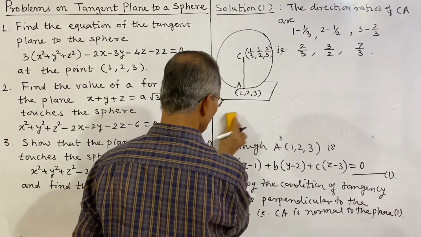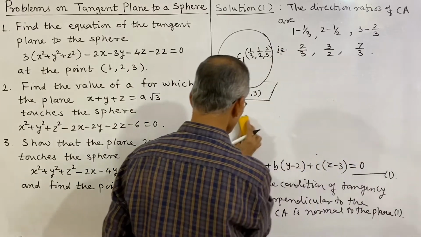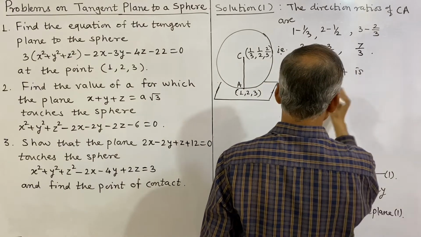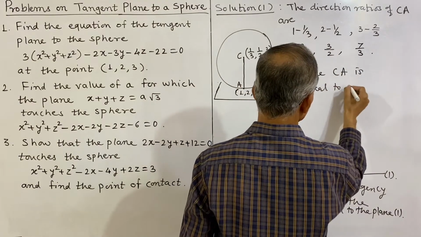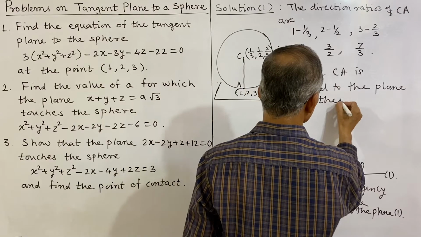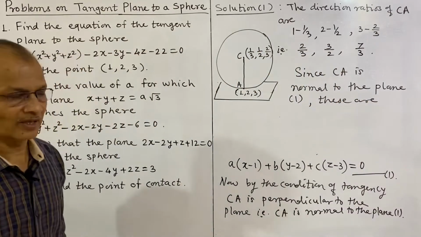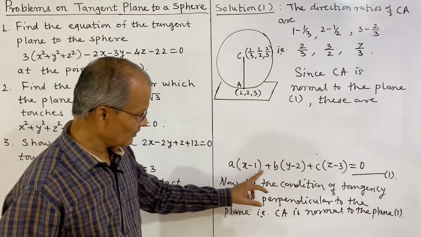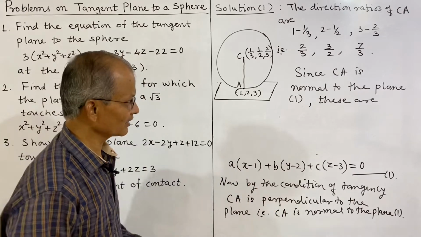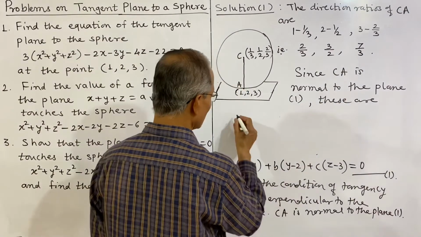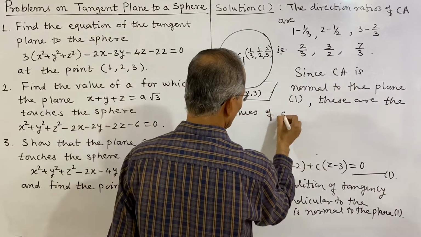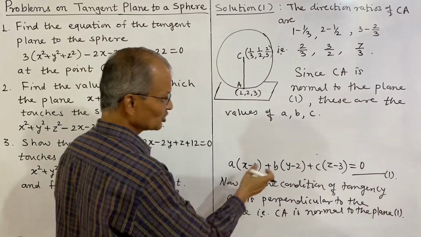Since CA is normal to the plane 1, these are the values of A, B, C. That means A, B, C are the DRs of the normal in the equation of the plane. The coefficients of x, y, z are the DRs of the normal. Since CA is normal to the plane, these are the values of A, B, C, and substituting these values in 1.